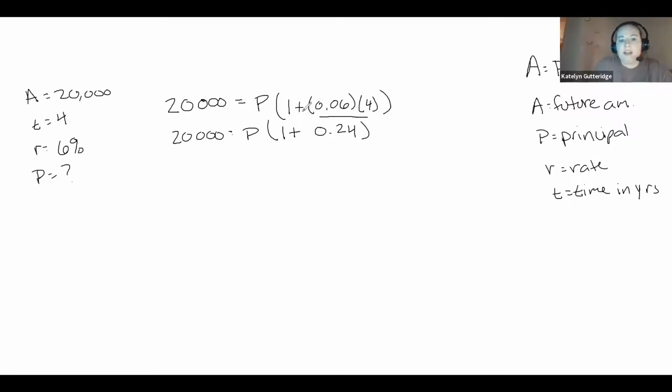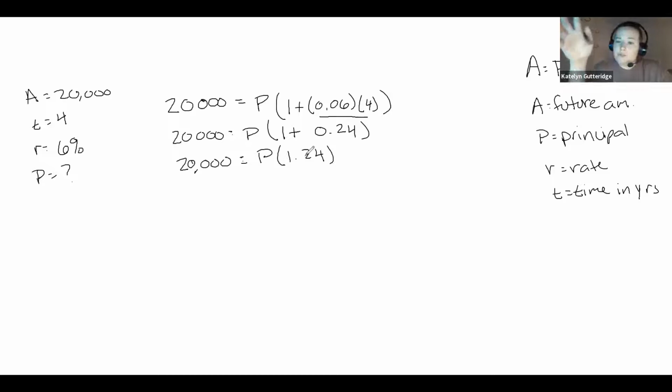All right, and then we're going to continue simplifying what's inside these parentheses. So order of operations says we add now. And again, at this point, we have not done any rounding. These are exact values. Do not round as you go. Only round when you get to the very end. Okay, so keep that in mind. All right, so now I get to this point. I have 20,000 equals P times 1.24.